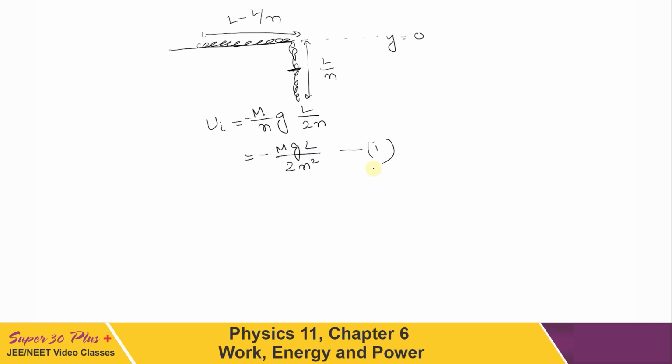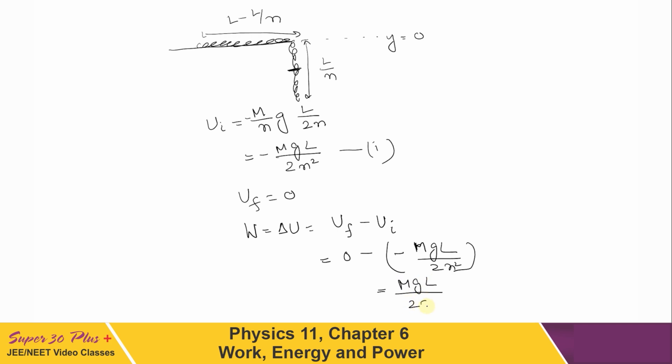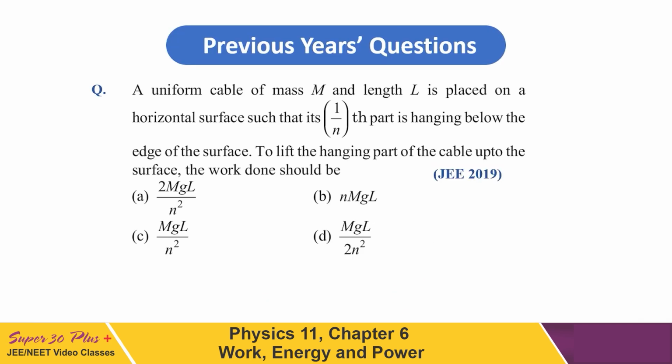Now when the whole cable is on the table, its potential energy has to be 0, because I have taken the horizontal surface itself as the reference level. So at that surface potential energy will be 0. Now if we use the work energy theorem, W can be written as delta U, that is equal to U final minus U initial. If I substitute the values, it comes out to be 0 minus of minus mgL upon 2n square, that is equal to mgL upon 2n square, which is our option number 4.